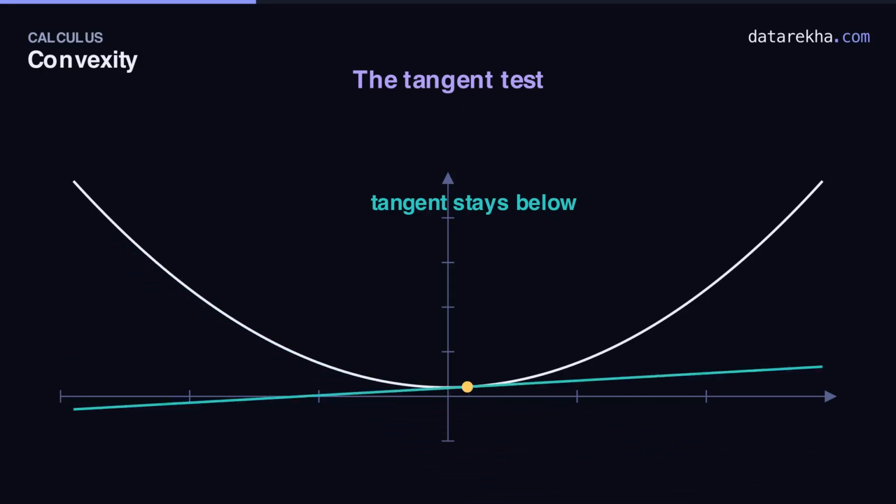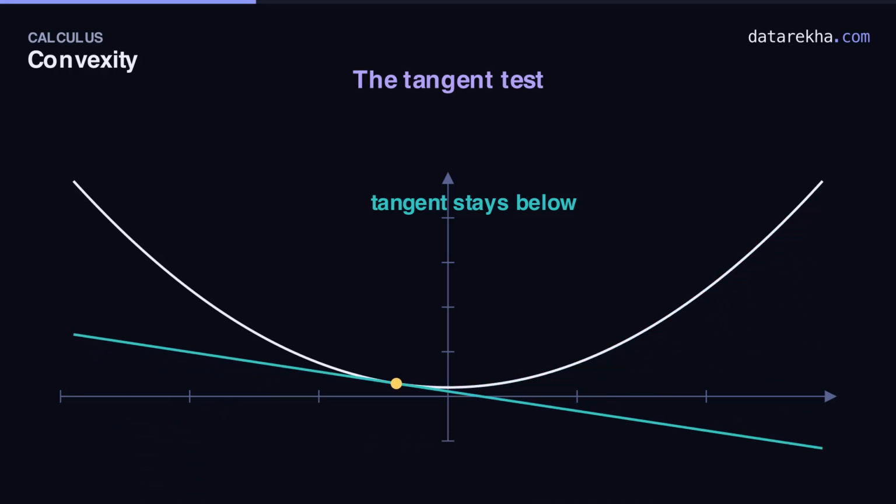Now slide that tangent along the curve. It never once cuts through. At every position, it stays underneath. So a convex function always sits above all its tangent lines. The tangent underestimates it everywhere. In symbols, that reads like this. The curve is never below its tangent approximation from any base point a. A clean first-order test for convexity.